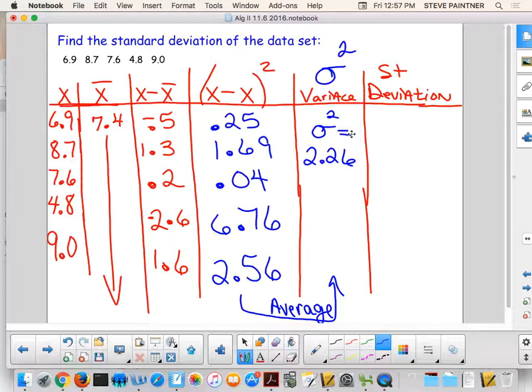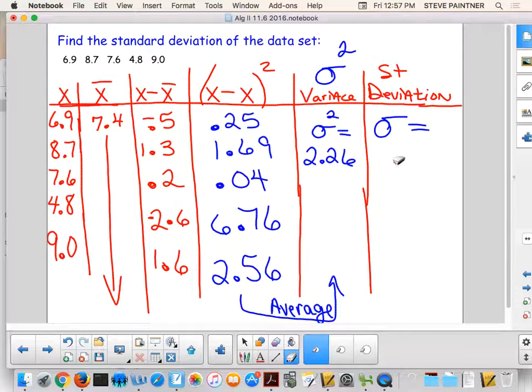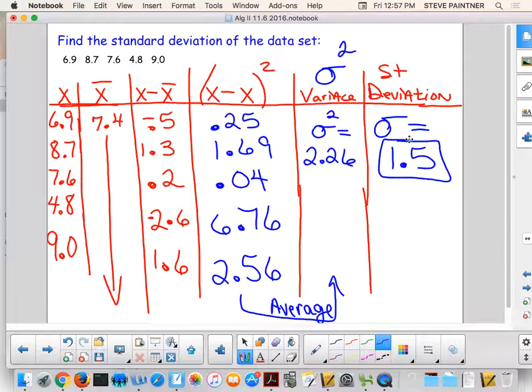Okay, well then what does sigma equal? 1.5? Yeah. Okay, 1.5. Okay. Good? All right.